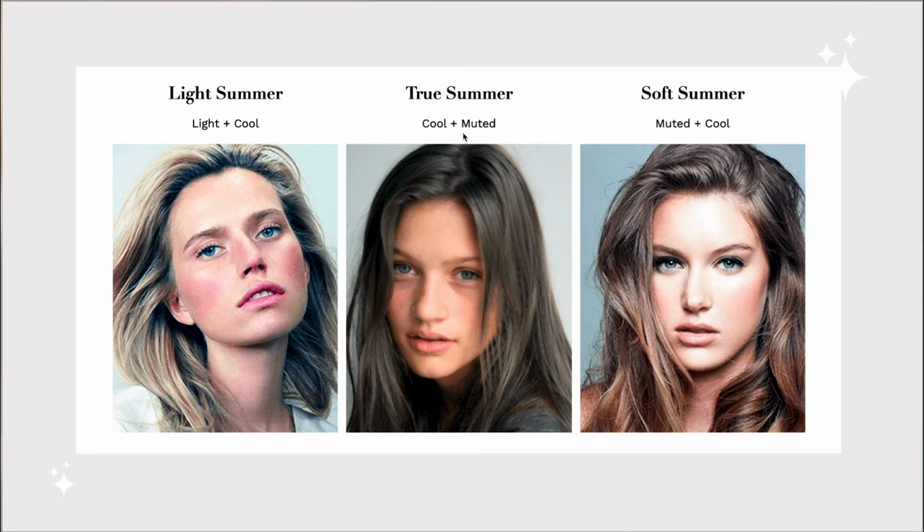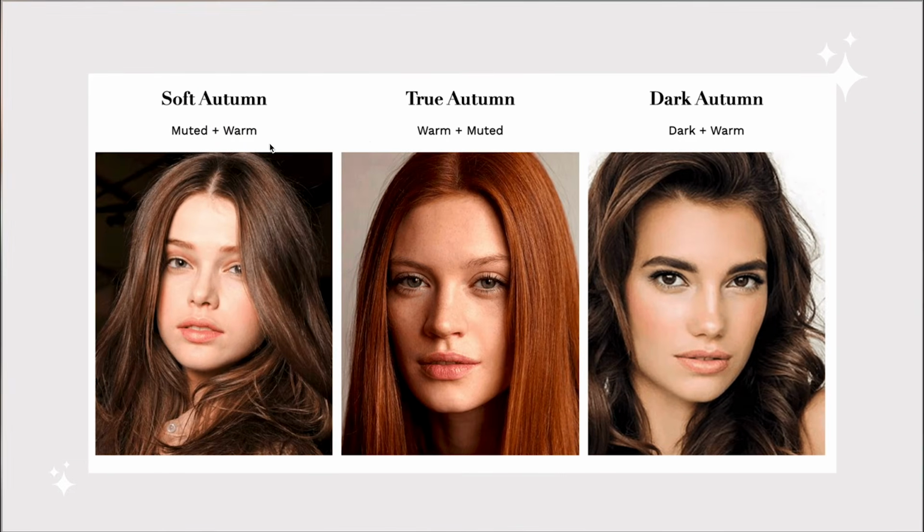If your primary characteristic is cool and your secondary characteristic is muted, you're going to be true summer. If your primary characteristic is muted and your secondary characteristic is cool, you're going to be soft summer. If your primary characteristic is muted and your secondary characteristic is warm, you're going to be soft autumn. If your primary characteristic is warm and your secondary characteristic is muted, you're going to be true autumn.